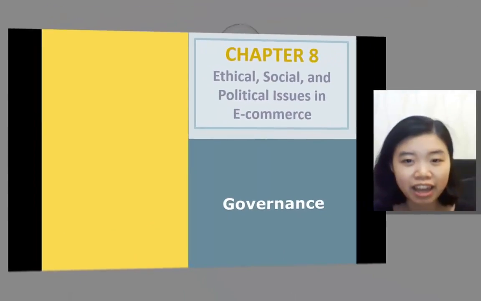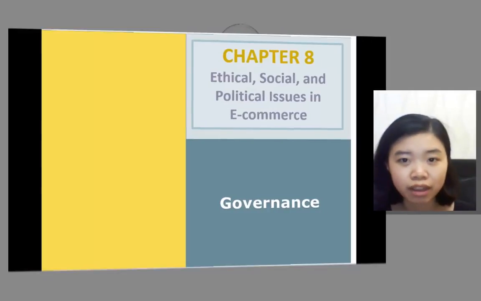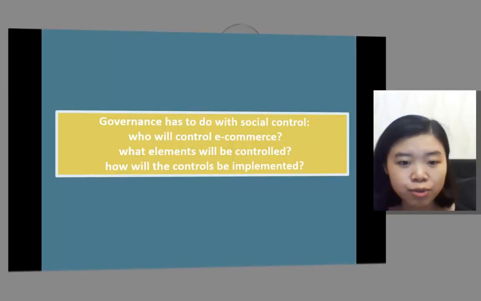Hello, my name is Linh, and now I will talk about the part on governance. Governance has to do with social control: who will control the internet, who will control the processes of e-commerce, the content and activities, what elements will be controlled, and how will the control be implemented. A natural question arises and needs to be answered. Why do we as a society need to control e-commerce? Because e-commerce and the internet are so closely intertwined. Though not identical, controlling e-commerce also involves regulating the internet.